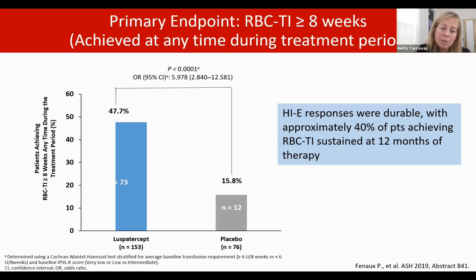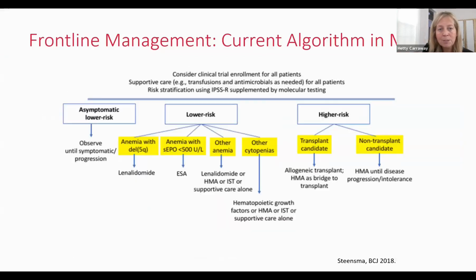And for those patients in the big blue bar, you see 47.7% achieved that, receiving luspatercept versus 15.8% for those patients receiving placebo. It was shown that the erythroid hematologic responses were durable, with about 40% of patients achieving transfusion independence that was sustained at 12 months of therapy. And so ultimately that led to the FDA approval, and now we know that luspatercept is an active agent for consideration.